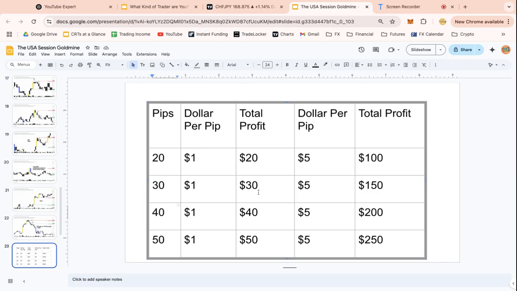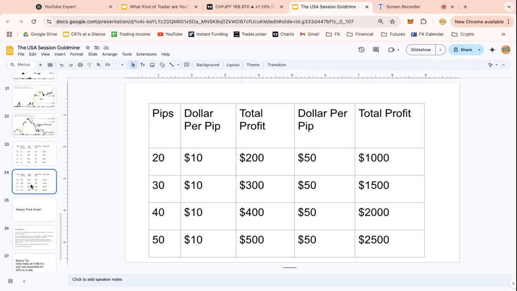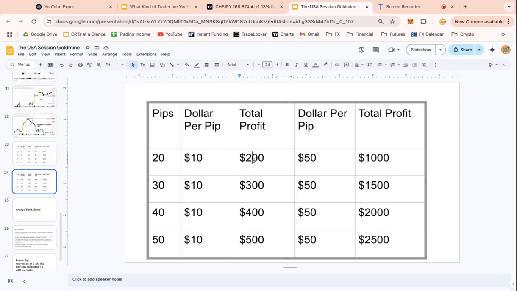But now when your account grows, let's say you're at the phase where you can do $5 a pip. Well, that same 20 pip trade is now paying you 100 bucks. Same trade, you just increase your pip value. Of course, 30 pips would pay you 150, 200, 250 per trade. And obviously, as we just keep things in perspective, once your account grows to the size where you can do 10 bucks a pip, you're making $200 a trade, 300, 400, 500.